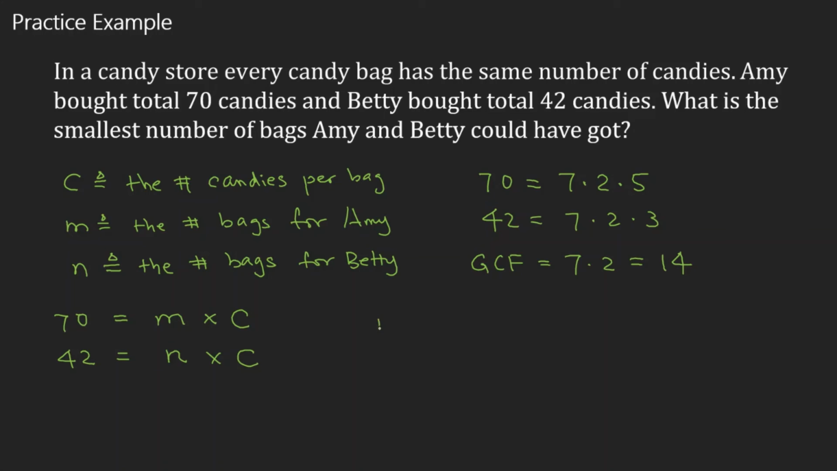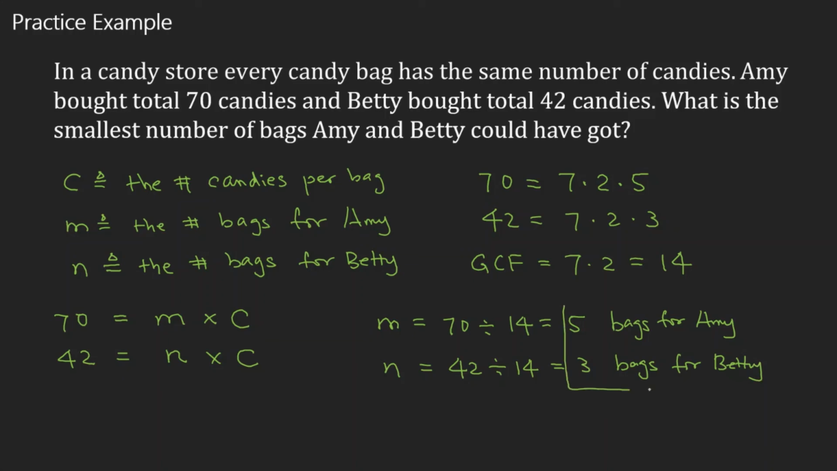Okay, so that means M is equal to 70 divided by C, which is 14. And that gives 5 bags for Amy. And N is equal to 42 divided by C, which is 14. That equals 3 bags for Betty. Okay. So these two numbers are the smallest number of bags for Amy and Betty.